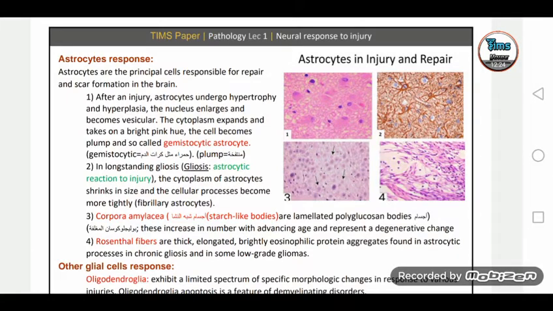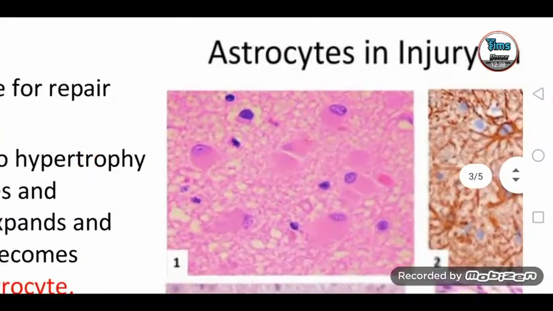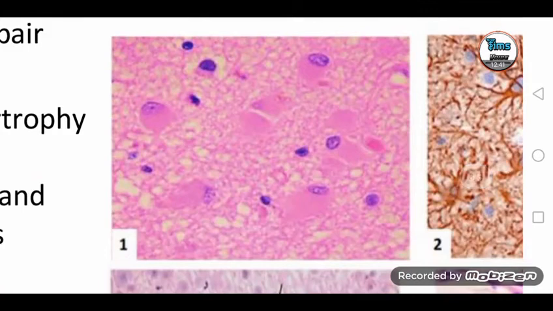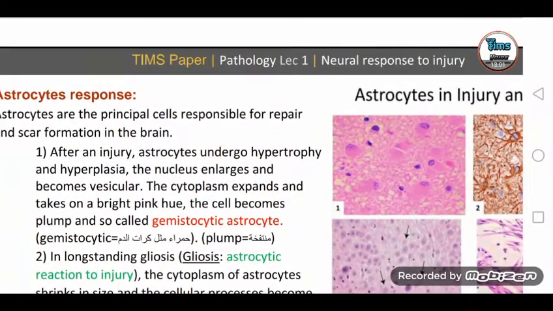The cytoplasm, of course, when the cell enlarges in size, will expand as well and takes on a bright pink color, as we can see in the first picture here. The nucleus is a little bit vesicular. The cytoplasm is a little bit brighter than the surrounding tissue or the surrounding cells, and the cytoplasm and the cell itself are larger than normal. Okay. All right, and the cell becomes plump, larger.